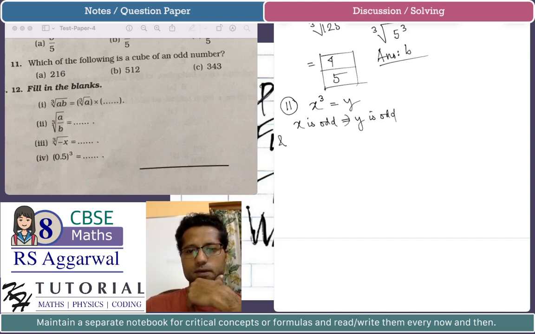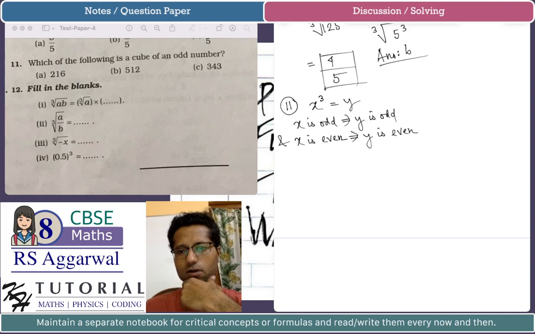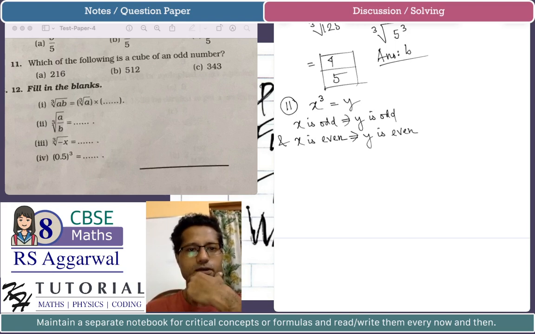and if x is even, it will imply y is even. That is, a cube of an odd number is an odd number and a cube of an even number is an even number. So it is asking which of the following is a cube of an odd number.